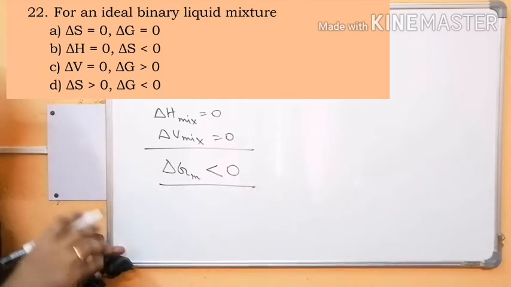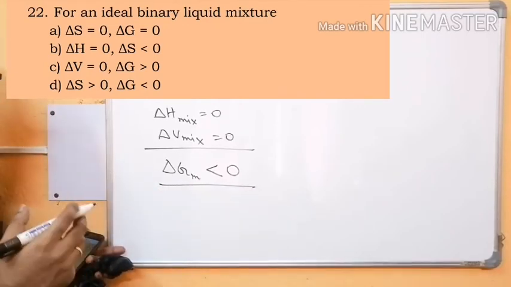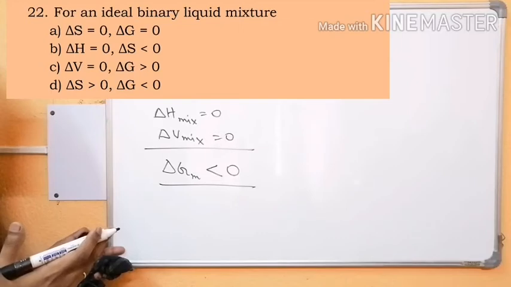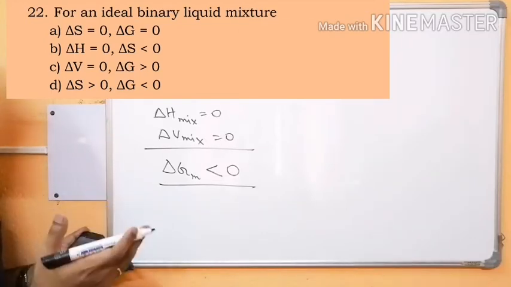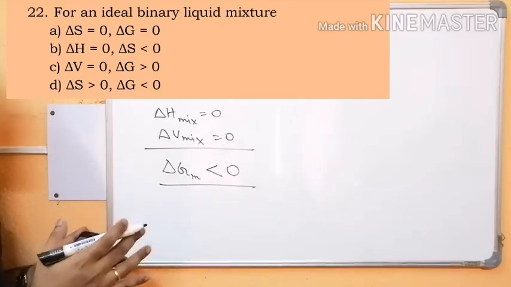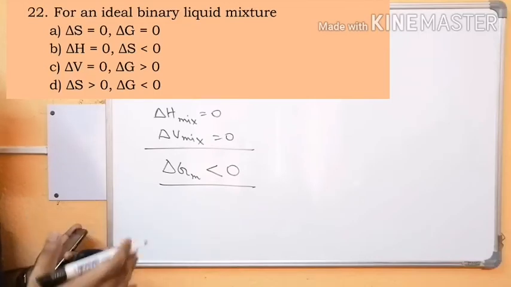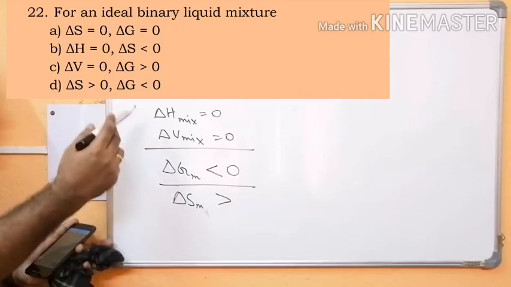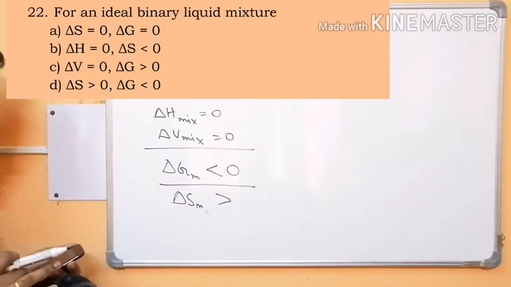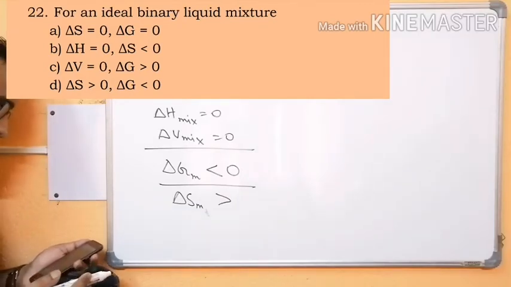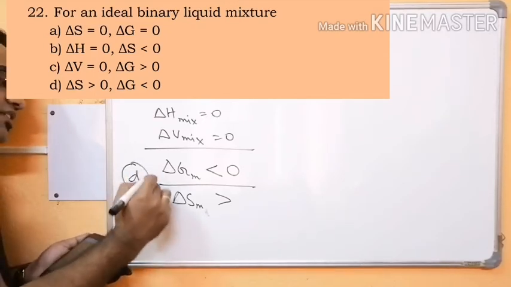The second point is, when you mix two substances, the entropy of the system, that is randomness of the system, increases. Why does the randomness increase? Because before mixing, component A and component B are separated. The moment you mix them together, there is randomness in the system. So delta S, the entropy of the system, increases. So you can see in the last option, delta S mix is positive, delta G mix is negative. So it is option D which is the correct option.